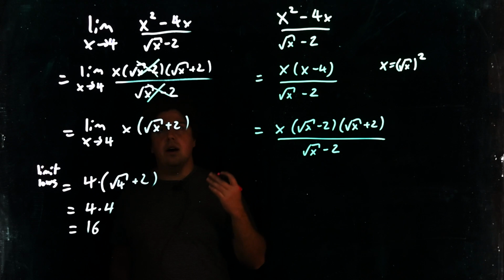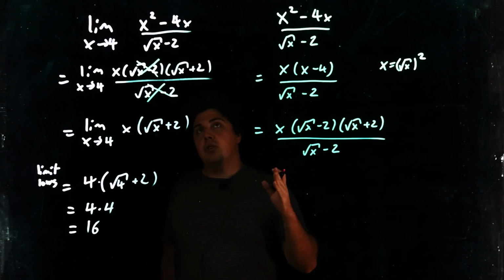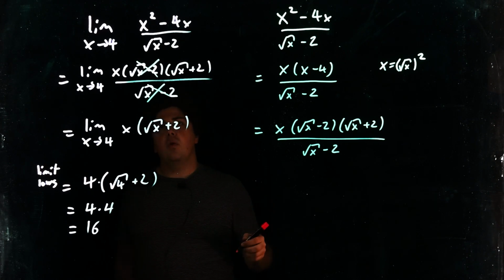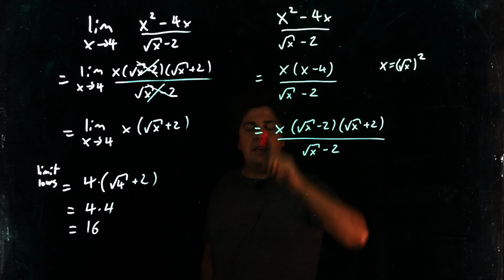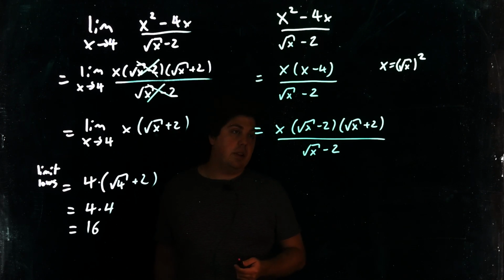Often what's going to come up here is factoring, but just note that some things can secretly be differences of squares, even if they don't look like it at first.